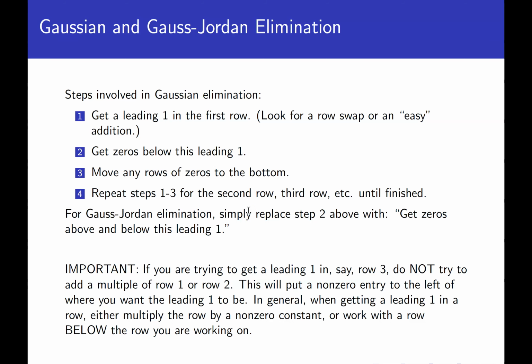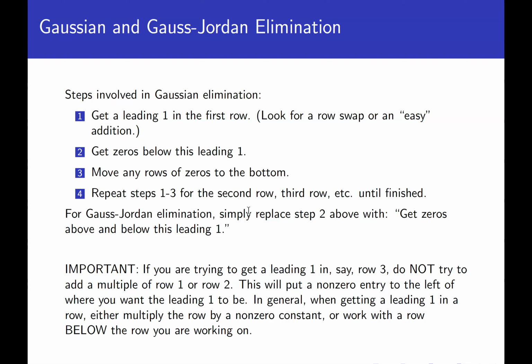All right, so just as an important side note here, and I'll mention this again when we go through a couple of examples: if you're trying to get a leading one in row 3, don't try to use a multiple of row 1 or row 2 to get it, because you've already got non-zero entries over to the left of that leading one that's supposed to be in row 3. If you try to add row 1 or 2 to it, you're going to be sticking non-zero things back over there and undoing what you just did in the previous steps.